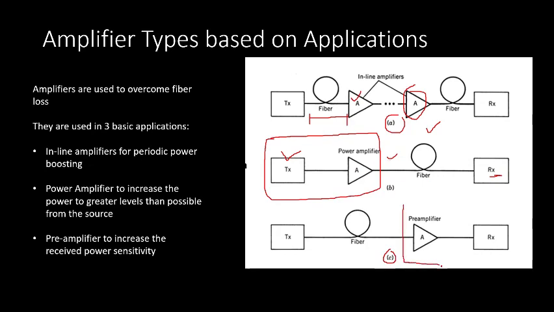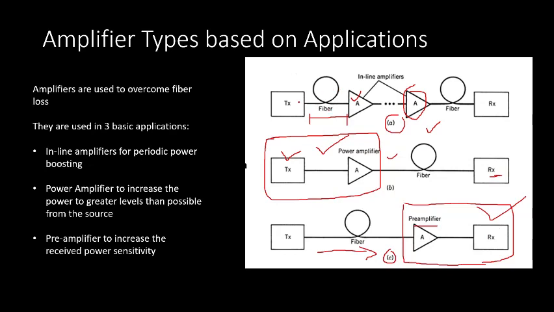The third type of amplification we are doing here is pre-amplification. Pre-amplification is done at the receiver end. So this is side B, and the amplifier is placed at side B near the receiver to accommodate the loss of the fiber or to increase the receiver sensitivity. So here the power amplifier or the booster is just increasing the transmitter power in a fiber, whereas the pre-amplifier is used for improving the RX sensitivity of a signal.